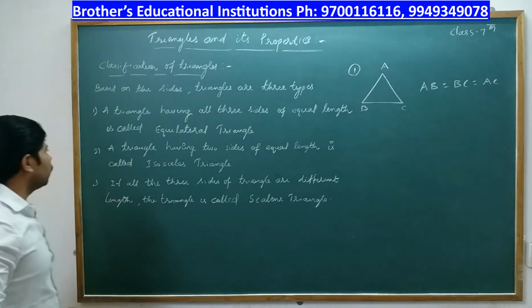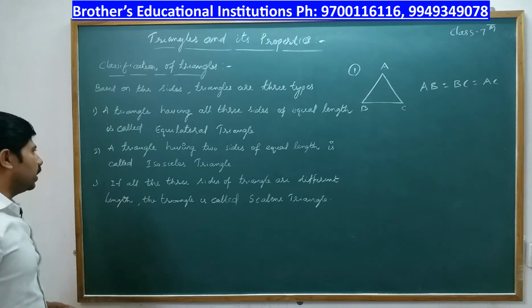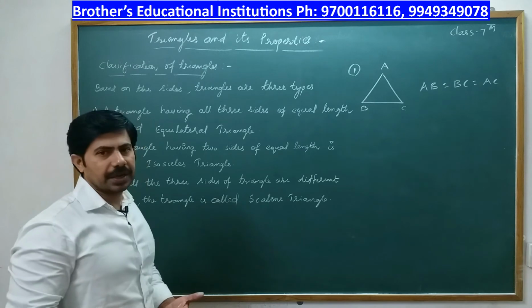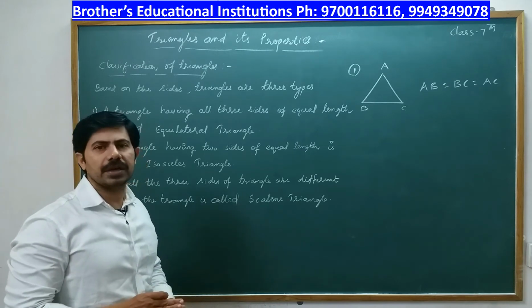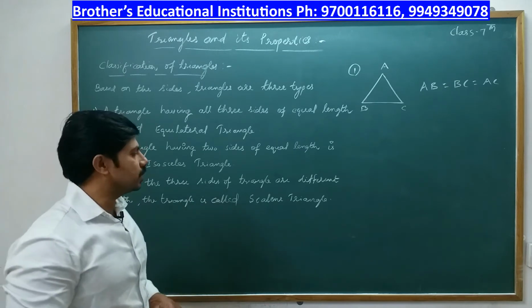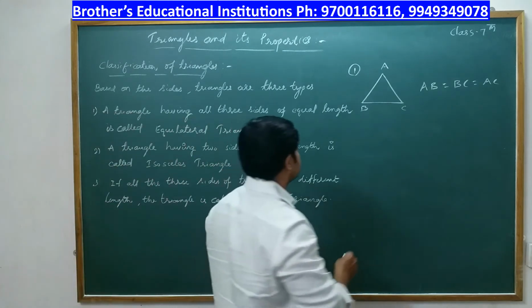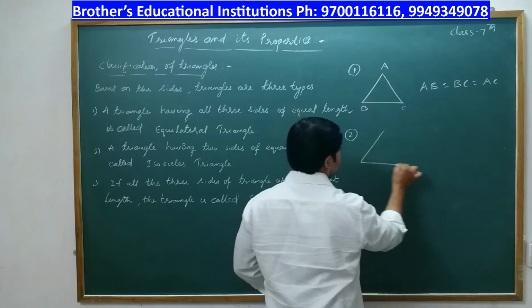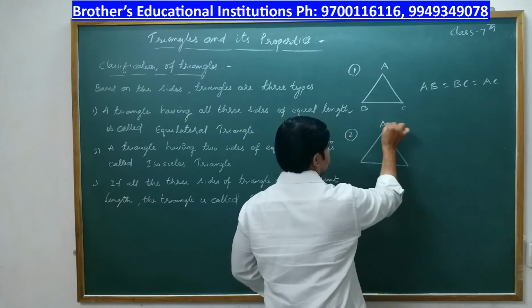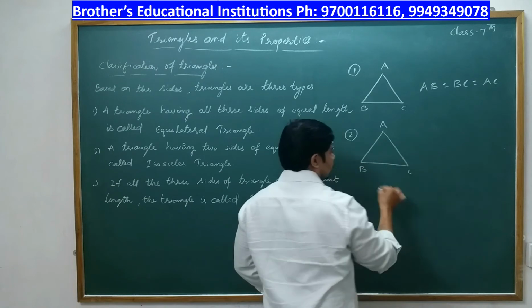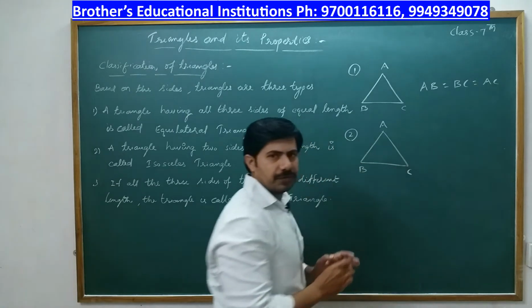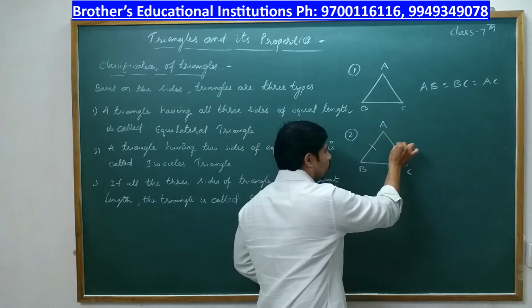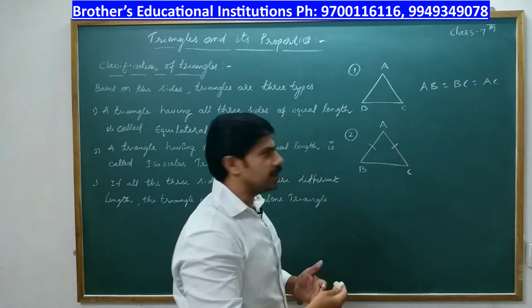Then next we have the isosceles triangle. A triangle having two sides of equal length is an isosceles triangle. That means in a triangle, if any two sides are equal, the triangle is isosceles. So here, isosceles triangle, we will draw one triangle and represent the vertices as ABC. Any two sides out of three should be equal. That means AB is equal to AC. I am assuming AB is equal to AC.